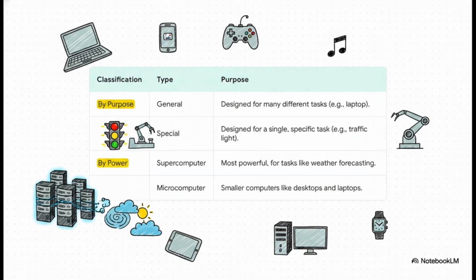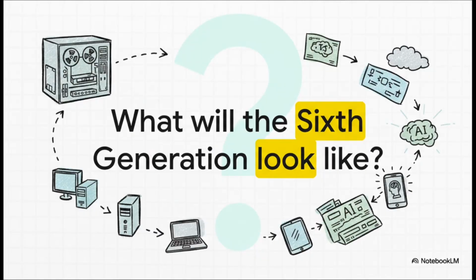The second way is by power. At the very top, you have these incredible supercomputers that can do things like forecast the weather. And then you have microcomputers, which is basically all the devices we use every day, from our desktops to our smartwatches. So, from computers that filled entire rooms to AI that fits right in our pockets, it has been an absolutely incredible journey. We've seen 5 generations of mind-blowing progress, with each one building on the last. And it really makes you wonder, what on earth will the 6th generation bring? What will the computers of the future even be capable of?